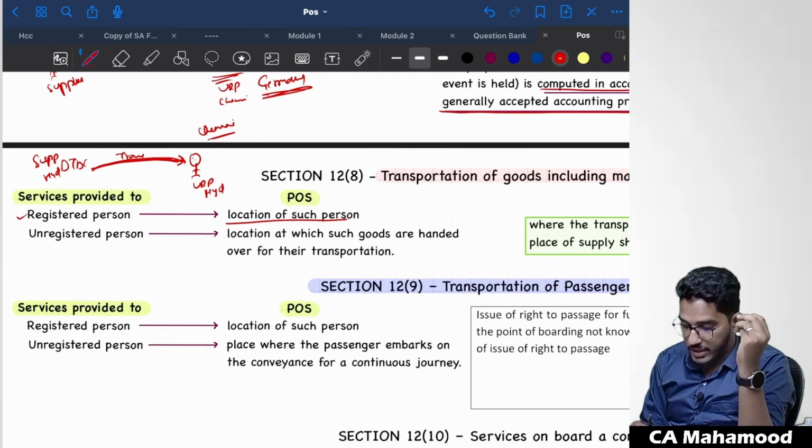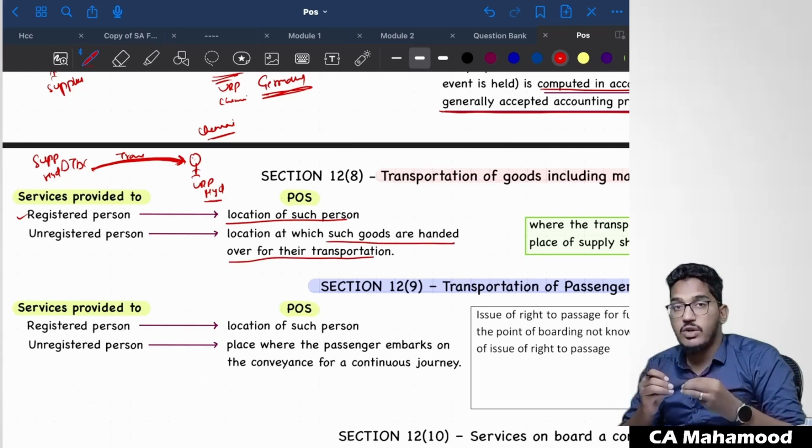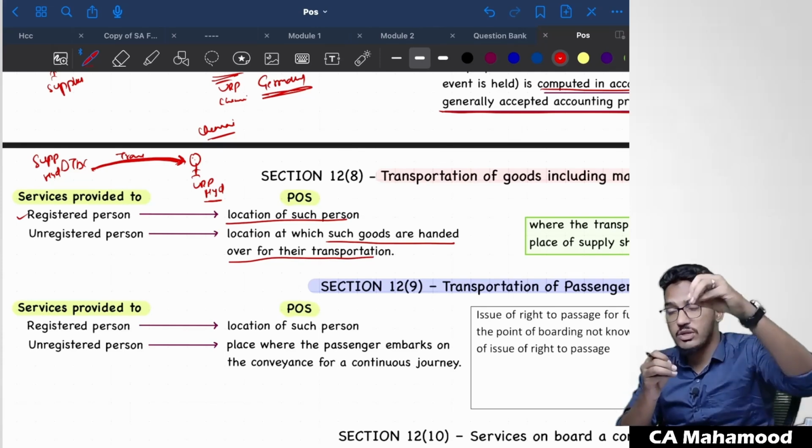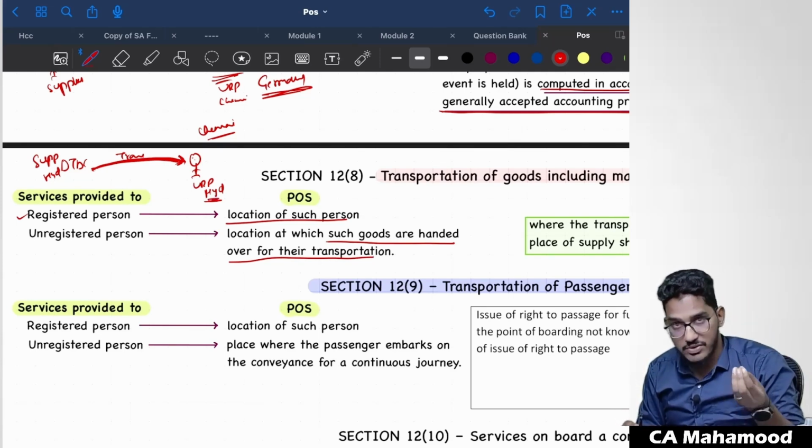So now DTDC is providing services to an unregistered person. In this case, what will be the place of supply, sir? The place of supply will be the location at which such goods are handed over for their transportation. Wherever you are going and handing over those goods to the courier agency. So where I am going and handing over the goods. I am an unregistered person, so Hyderabad.